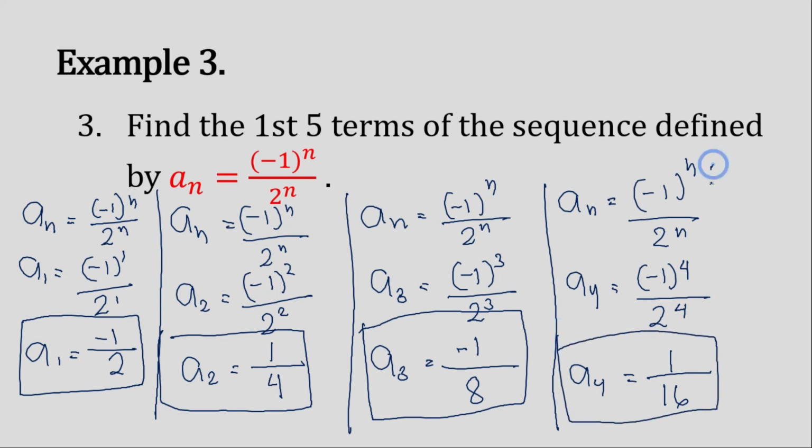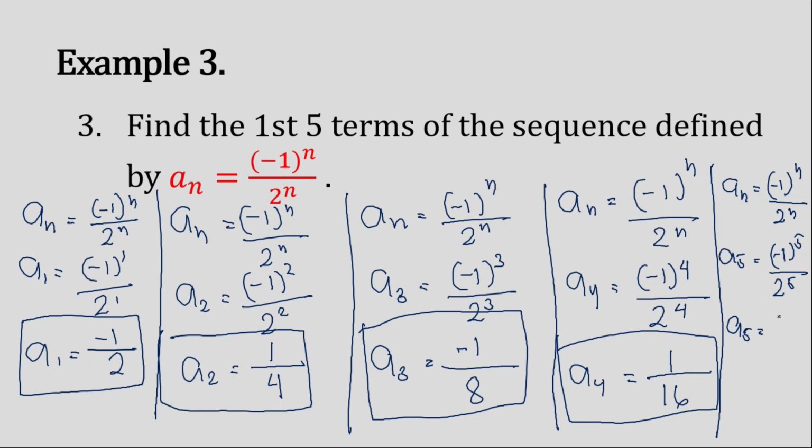I have a small space here. Let's try to fit in a sub 5 here. So again, a sub n is equal to negative 1 raised to n over 2 raised to n. So a sub 5 is equal to negative 1 raised to 5 over 2 raised to 5. Again, if a negative number is raised to an odd number, the answer is negative. So negative 1 over 2 raised to 5 is 32. So our fifth term is negative 1 over 32.